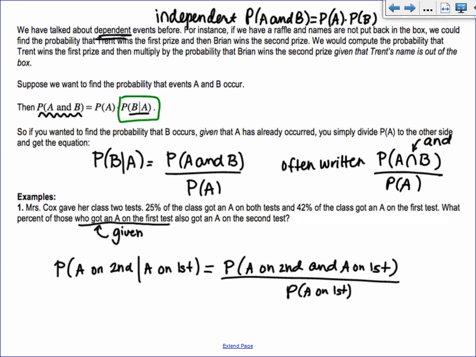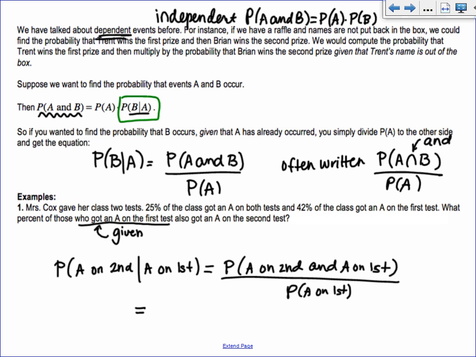So the probability that they get an A on both tests is a little bit different. I'm taking the whole class and asking what's the probability that they get an A on both tests? It's maybe not so good. But if I say, Catherine, you got an A on the first test, her probability of getting an A on the second test is probably a little bit higher than the rest of the class. Does that make sense? If people get an A on one, they might get an A on the other. But if you're taking the whole class, it's different.